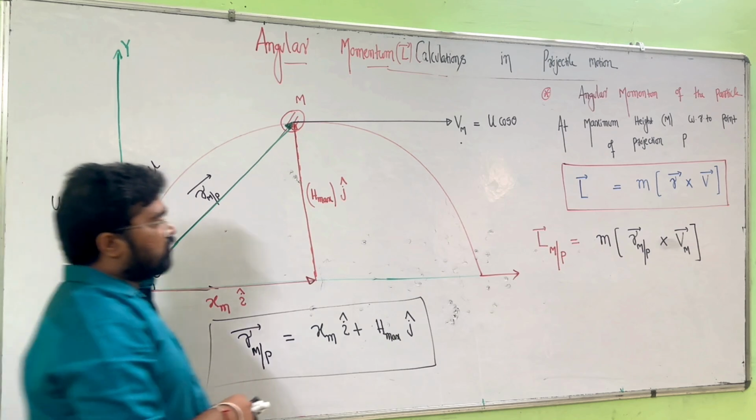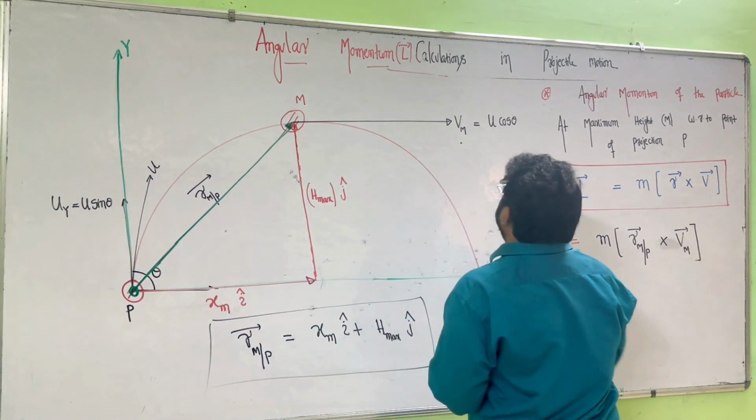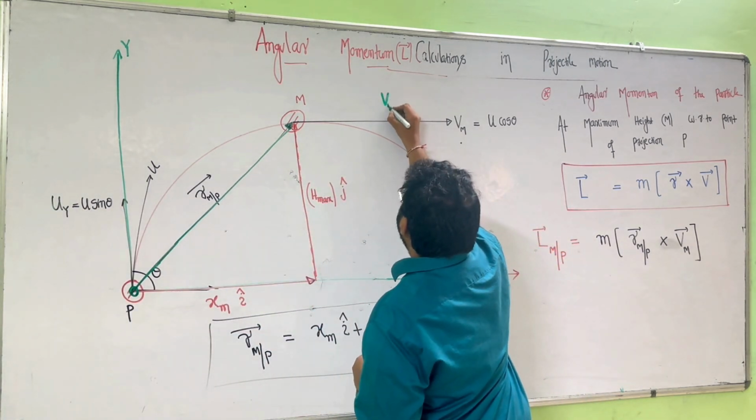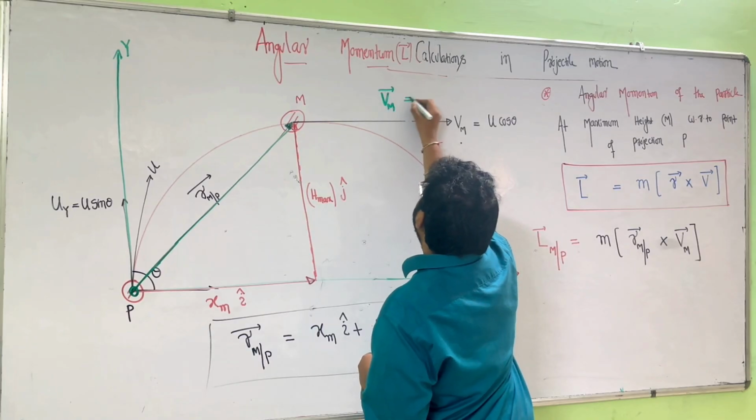Clear? So now tell me what you will get. What is Vm bar? That equals Vm.